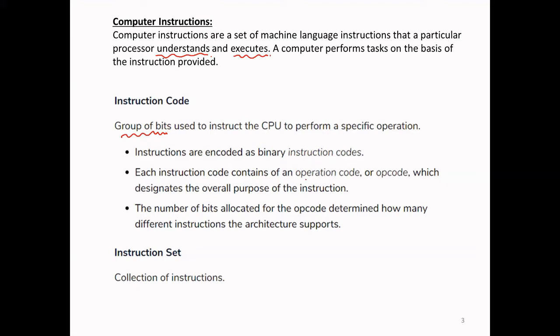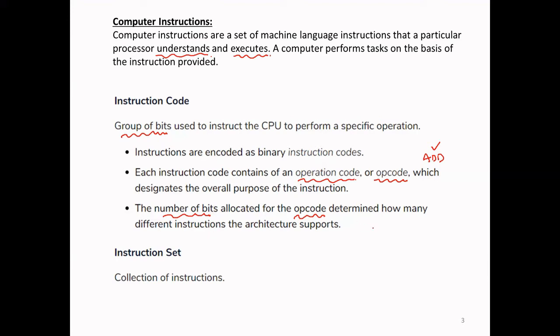Each instruction code contains an operation code called opcode, which designates the overall purpose of the instruction. For example, add is an opcode. This is assembly language, but it is converted to machine language, a group of encoded bits. That is the operation code. The number of bits allocated for the opcode determines how many different instructions the architecture supports.